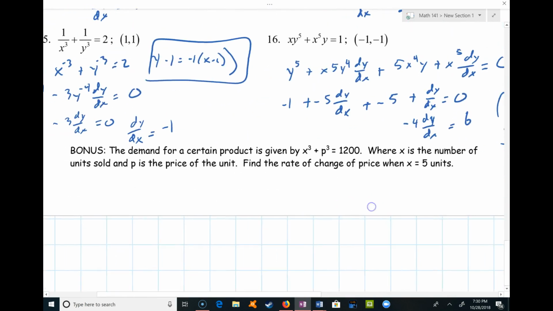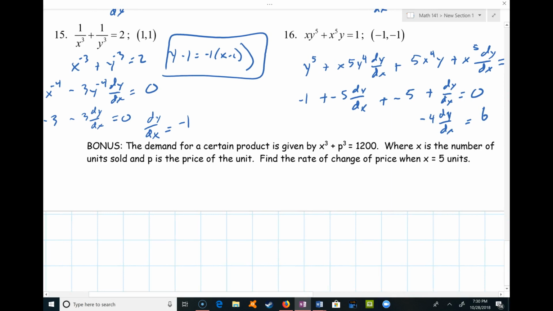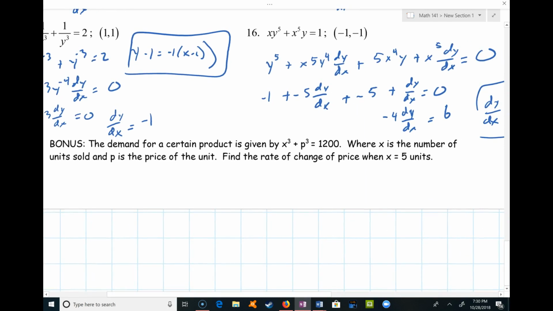And just in case you want to attempt the bonus, it's the idea of an application of this implicit differentiation. The demand for a certain product is given by x cubed plus p cubed equals 1200, where x is the number of units sold and p is the price of the unit. Find the rate of change of price when x equals 5 units. So the rate of change of price, that would be based on the units, that would be dp/dx, wouldn't it? So as you change the price based on the units.